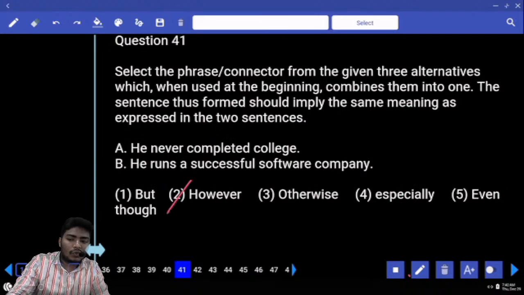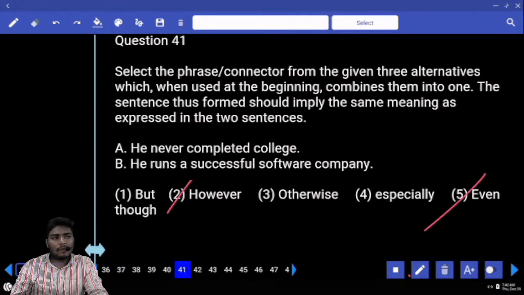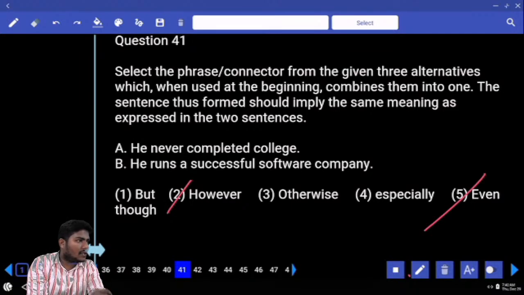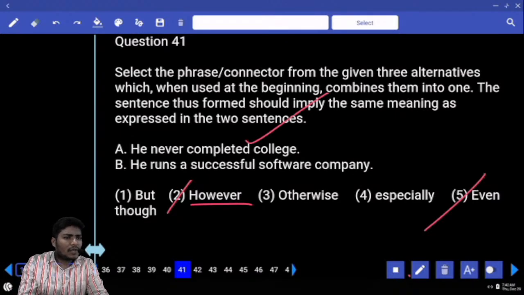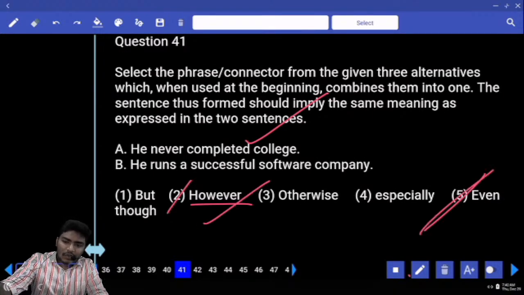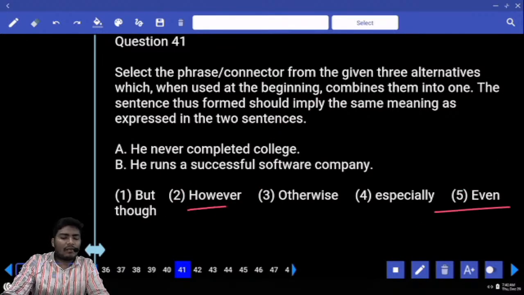Remember, we can use both 2 as well as 5. Both are meaningful. Both can be used. Why? Remember, these are all connectors. Some of the connectors have the same meaning. For example, if at all we want to go with any connector of reason, there are a number of conjunctions which are used to show the reason. Now, however also comes with the same meaning. He never completed college. However, he runs a software company. Still he runs a software company, if at all we use however. Even though also comes with the same meaning. But here it is okay in our model papers.